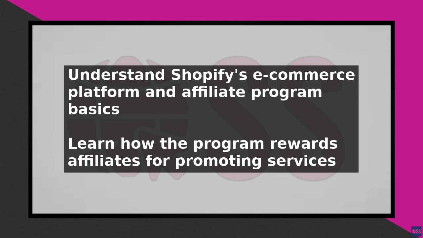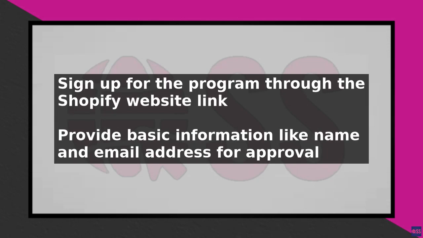First, you need to sign up for the Shopify affiliate program by going to the Shopify website and clicking on the affiliate program link. You will be asked to provide some basic information such as your name, email address, and website URL. Once you are approved, you will be given a unique affiliate link that you can use to promote Shopify. You can share this link on your website, social media, or through email marketing.